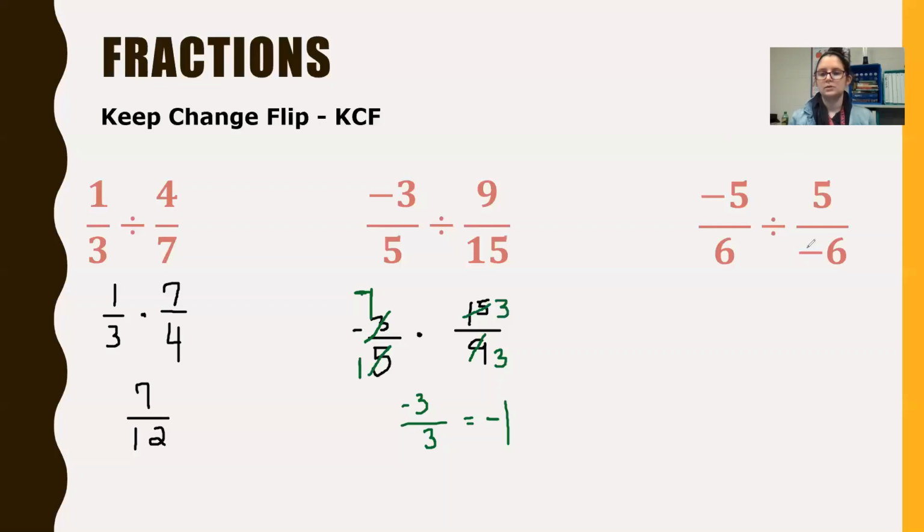Okay, and so let's look at one more example. So we have negative 5 over 6 is what we're keeping the same. We're changing division into multiplication, and we're flipping our second number over. Now this one I'm just going to go ahead and multiply. So a negative 5 times a negative 6 is a positive 30.